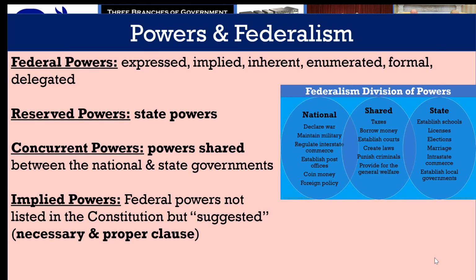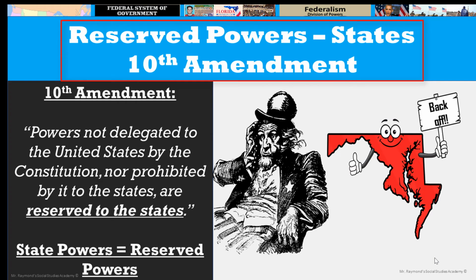We have a lot of different names used to identify national powers, which include expressed, implied, inherent, and delegated, but it's easy to remember state powers are always referred to as reserved powers, and powers shared by both levels of government are called concurrent powers. Reserved or state powers comes from the 10th Amendment, which states that all powers not delegated to the U.S. government are reserved to the states. However, we will see that it's not that cut and dry.